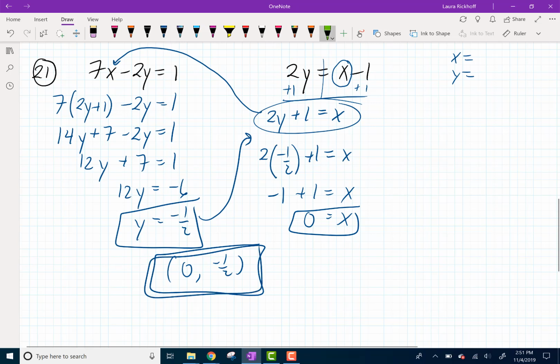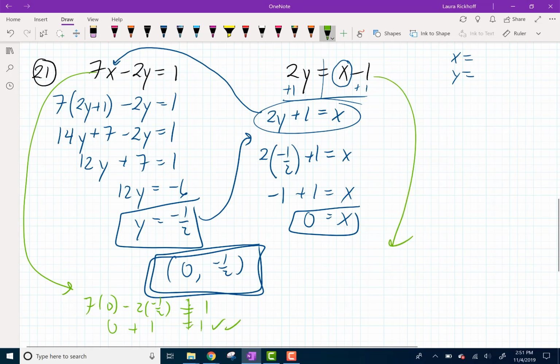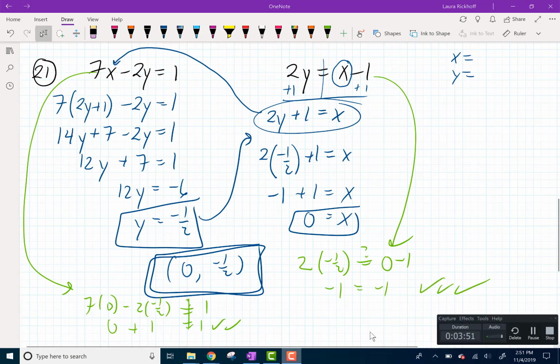Let's go ahead and check it because I haven't checked this one. So if I put it into that one, I'd have 7 times 0 minus 2 times negative a half. Hopefully that equals 1. 0 plus 1 equals 1. We are happy. And then we'll plug it into this one. 2 times negative 1 half hopefully equals 0 minus 1. So negative 1 equals negative 1. Excellent. We are good.